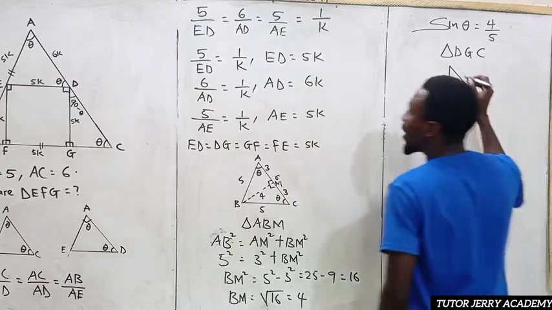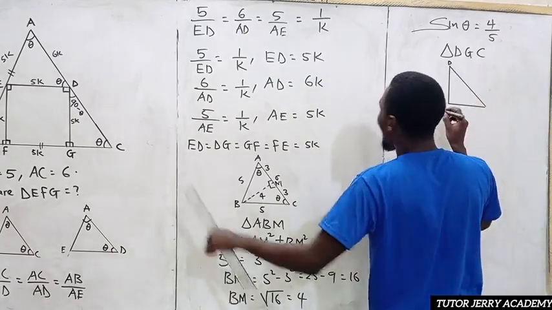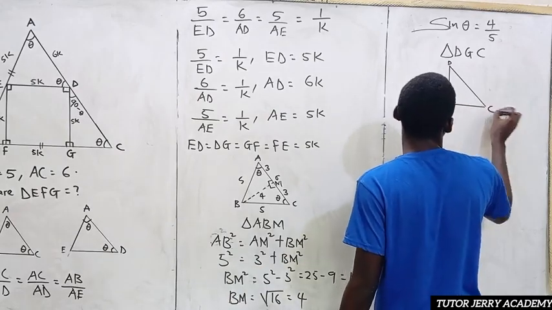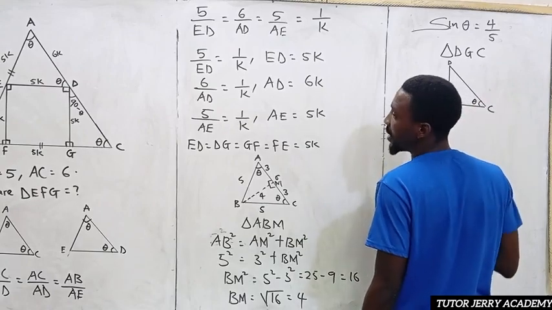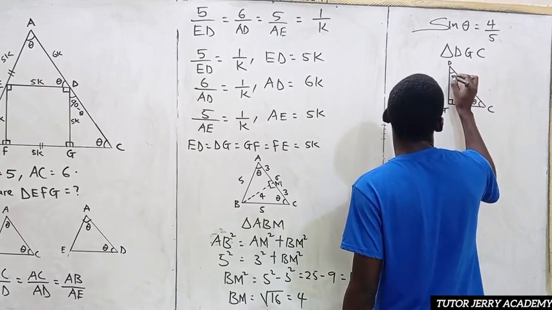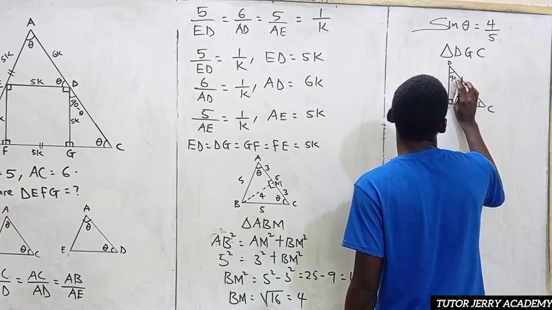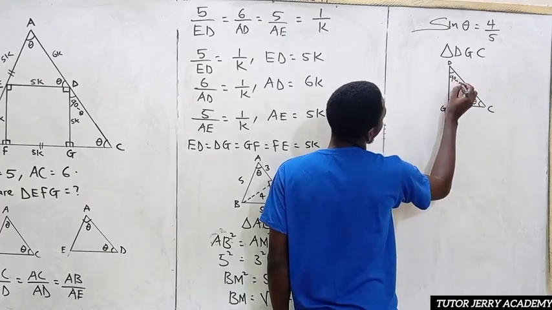All right. So we are going to have D here, G here, and then C here. So here we are going to have this to be what? Theta. And here we are going to have this to be what? 90 minus theta.